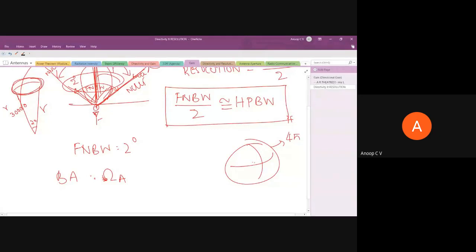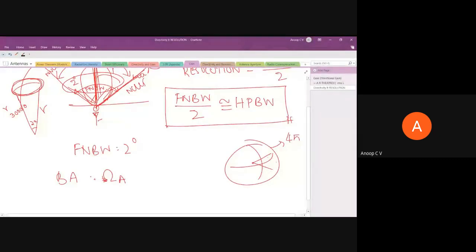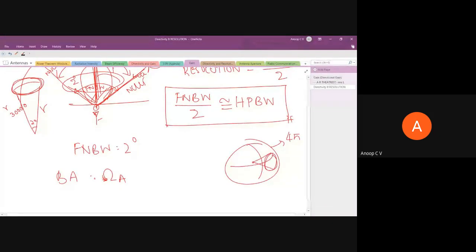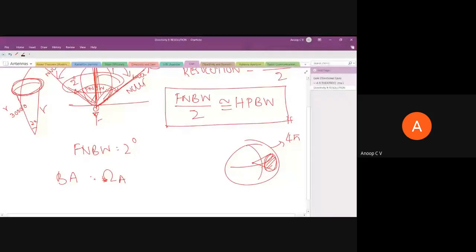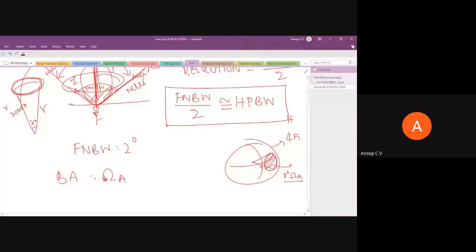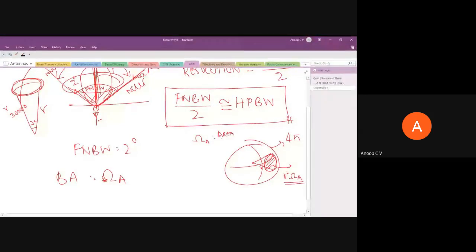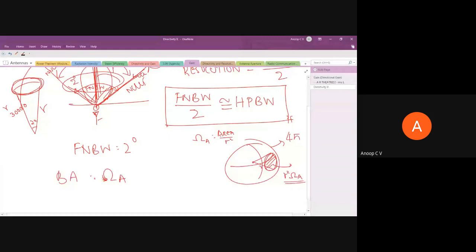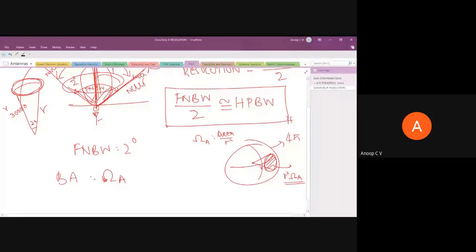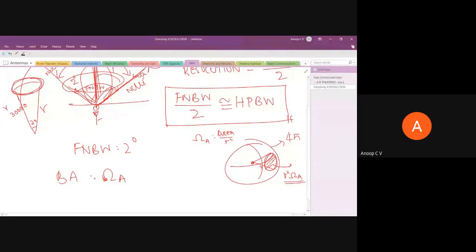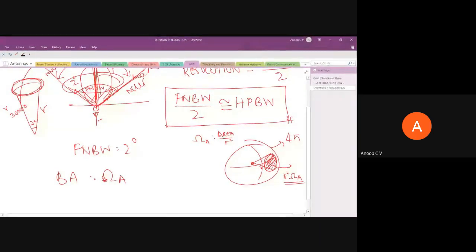So an antenna of beam area omega A kept at the center of a sphere can cover this much area. If the radius of the sphere is r, it can cover an area of r square times omega A. This is from the definition of solid angle, right? Omega A is nothing but area by r square. So area will be r square times omega A. So this antenna kept at the origin can cover an area of r square times omega A on a sphere of radius r, right?